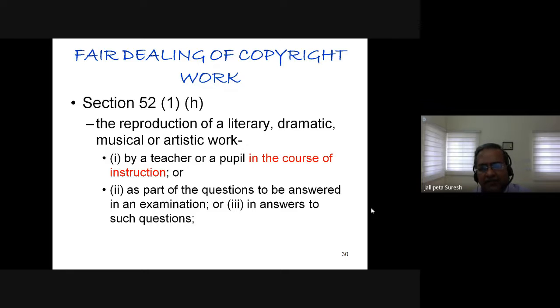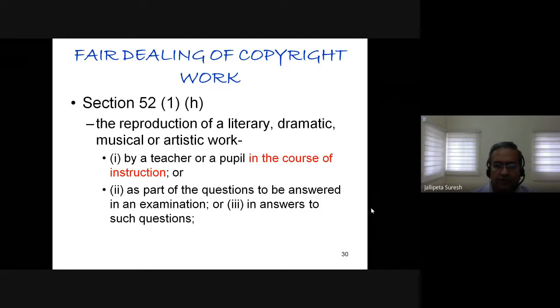So that means if there is a reproduction of a questionnaire from a different source, say you are conducting an exam and you have reproduced a questionnaire from a book of a different author, which is already published, and you take a part of questions from there and ask students to answer those questions in the course of instruction. So if you read this particular exception carefully, it appears that it is quite restrictive in nature, which allows a teacher or a pupil to reproduce a literary or dramatic work for the purpose of instruction and of course for the purpose of examination.